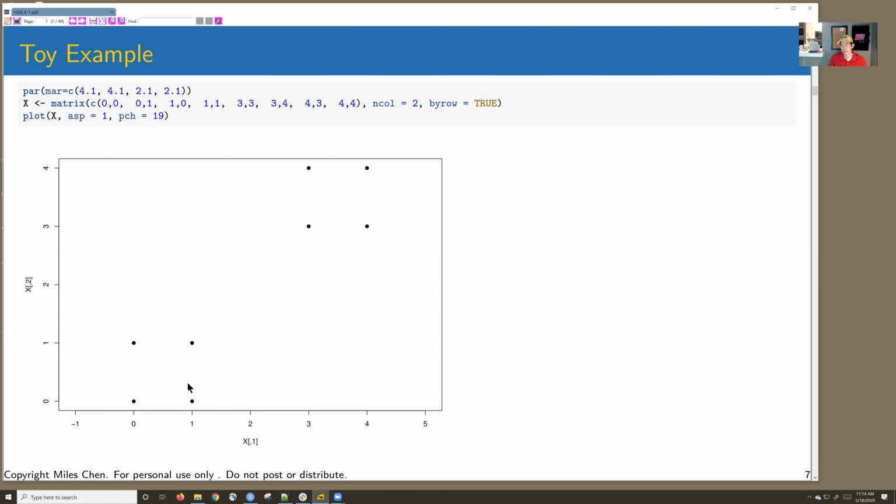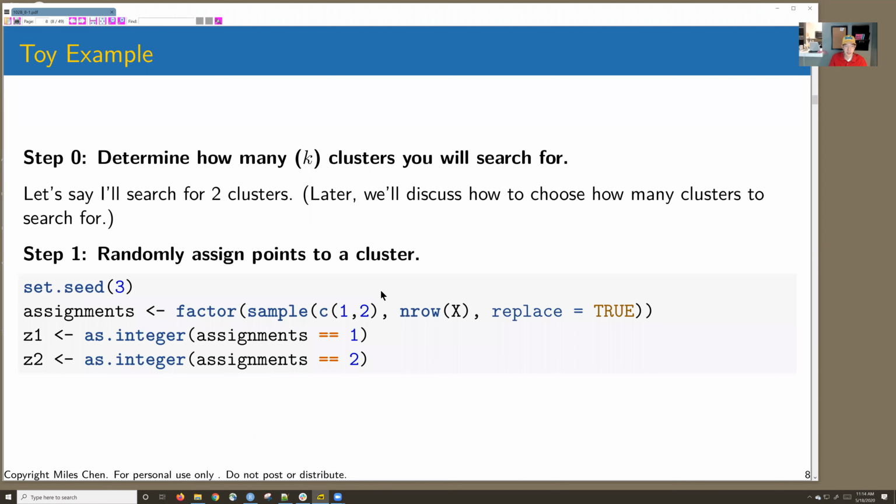In the illustrations I have today, it's all going to be 2-dimensional. But k-means clustering can work in higher dimensions as well, and our brains aren't so good at higher dimensional clustering. So the first step is to randomly assign the values to one of the 2 clusters, either cluster 1 or cluster 2.